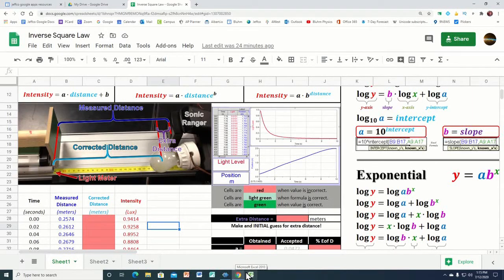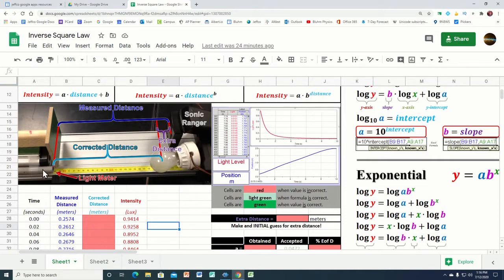Our next topic is universal gravitation, and it still is in with circular motion. I'm going to introduce universal gravitation with a lab that measures the intensity of the light at various distances. And you think, well, how does that relate to universal gravitation? Well, let me describe my apparatus here first.